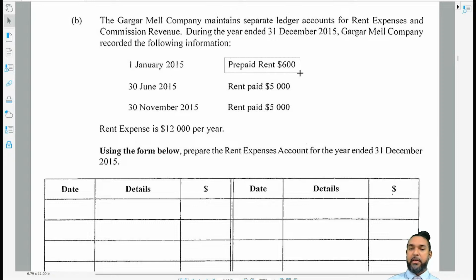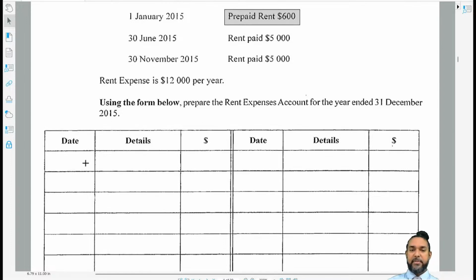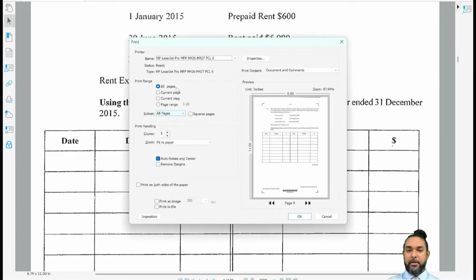And what we're seeing existing at the start of the year is prepaid rent. Now, prepaid rent is classified as an asset, a current asset. What type of balance does an asset have at the start, debit or credit? Debit. So this prepaid rent figure should go on the debit side here. They give you a date column here. Actually, let me print this out for you, by the way. All right, so print current page.